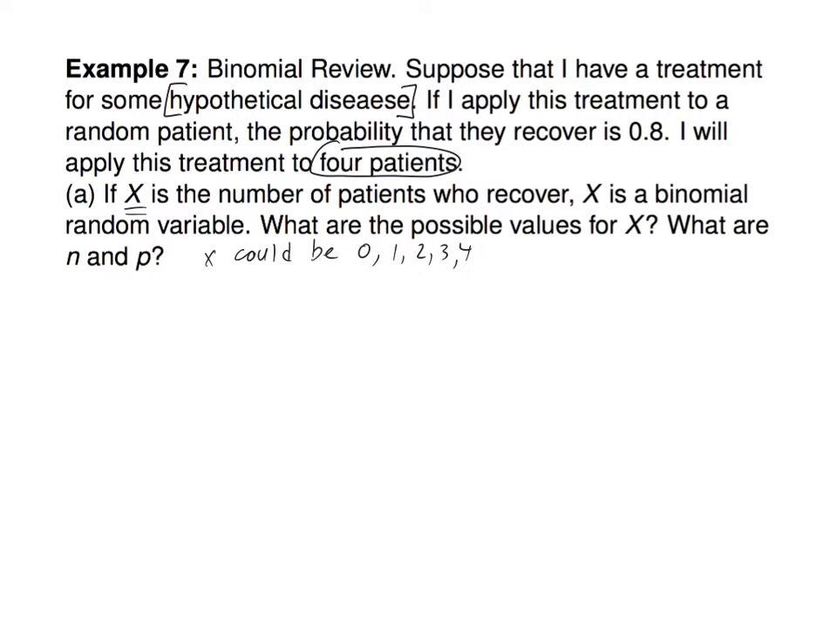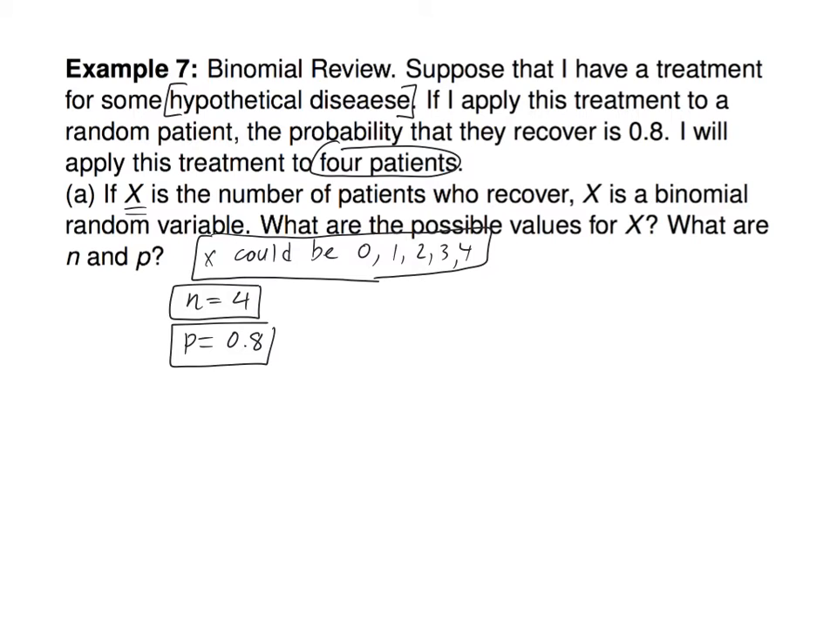So X could be 0, 1, 2, 3, or 4. All right, in this case, what is N? 4. How many patients do you have? 4. 4 trials. And what is the probability of success? We're going to assume success is you get better. 0.8. Is that part all right?